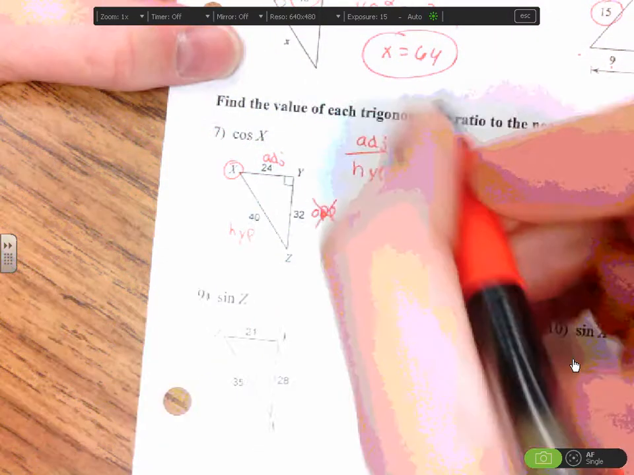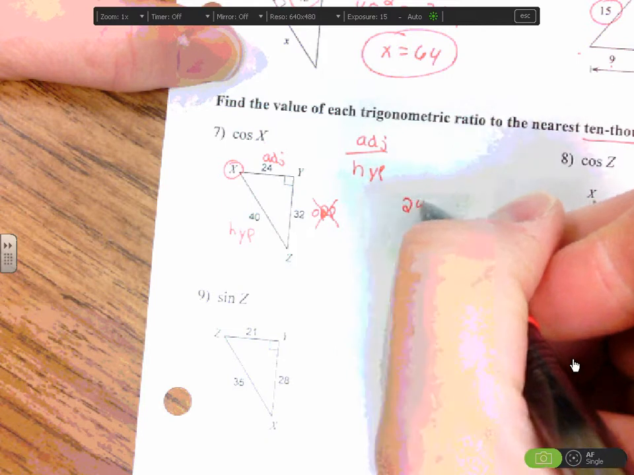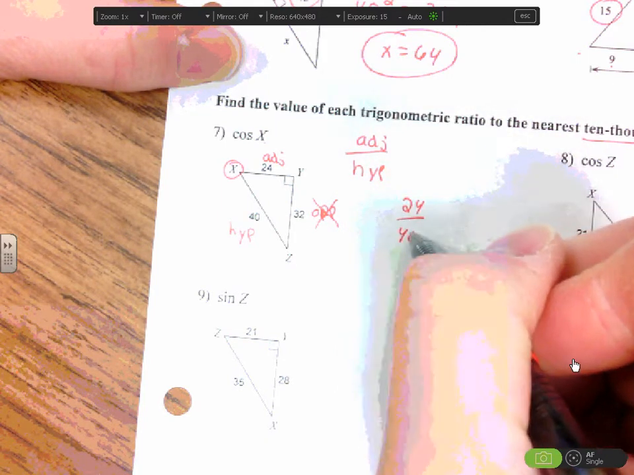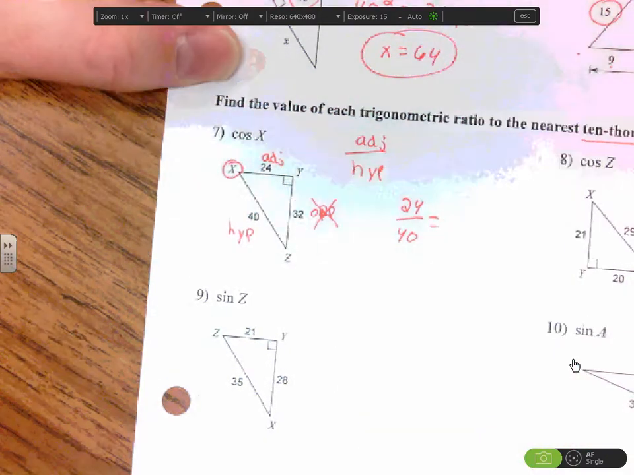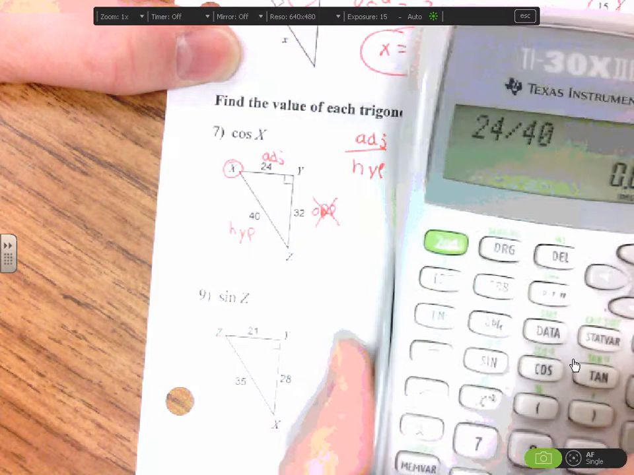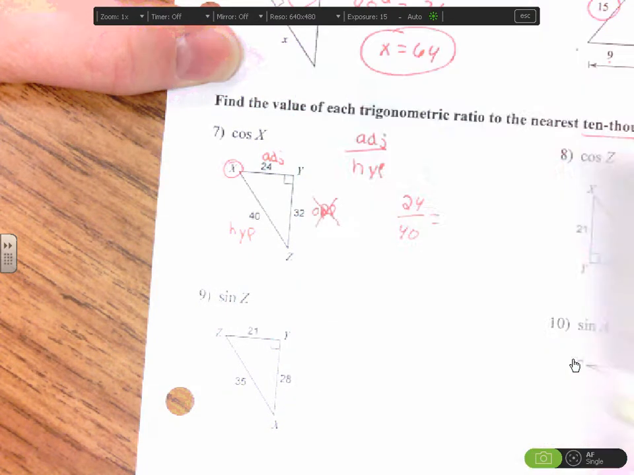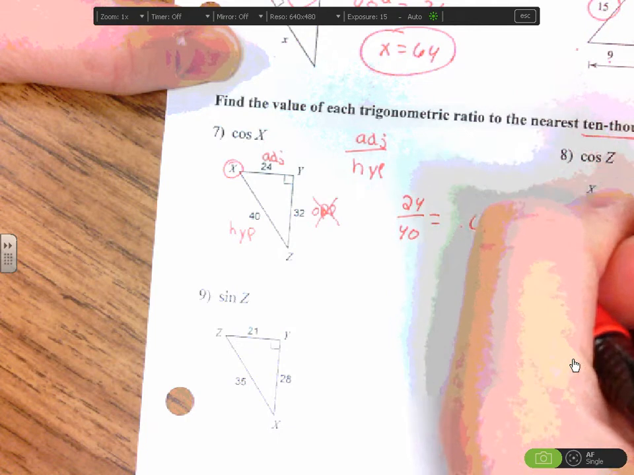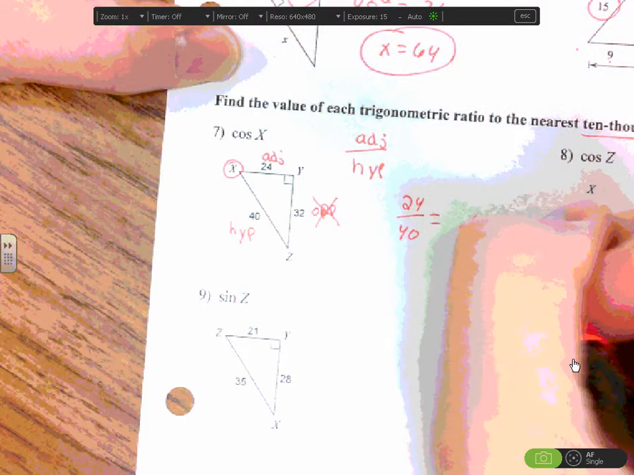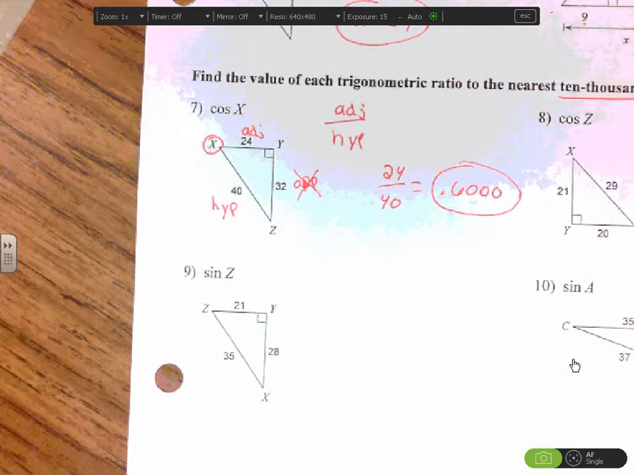So my answer would be the adjacent, 24, over the hypotenuse, 40. And I want that as a decimal, so 24 divided by 40 in the calculator would be 0.6. Now 0.6 will work, but for 4 decimal places, they put 3 zeros after it.